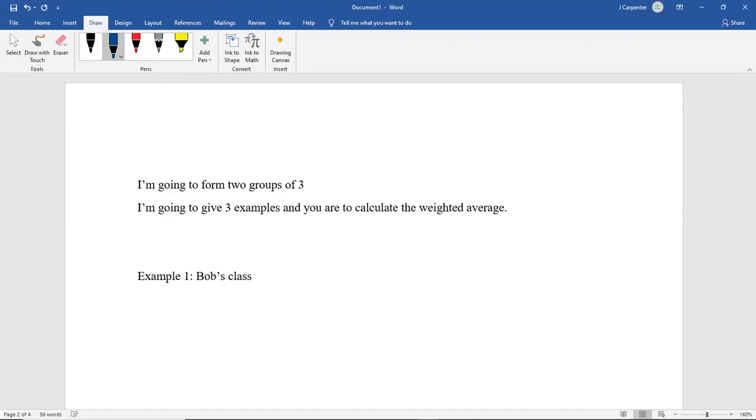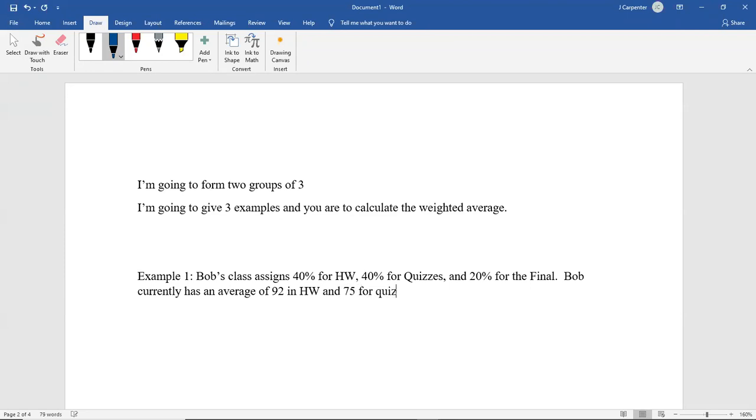Bob's class, and we're going to stick with problems like this because it's super relevant for the most part. Bob's class assigns 40% for homework, 40% for quizzes, and 20% for the final. Bob currently has an average of 92 in homeworks. Again, this is not our class, not all the different distributions, not our specific number. I didn't need to say 92%, an average of 92 in homework, and a 75 for quizzes is his current grade.